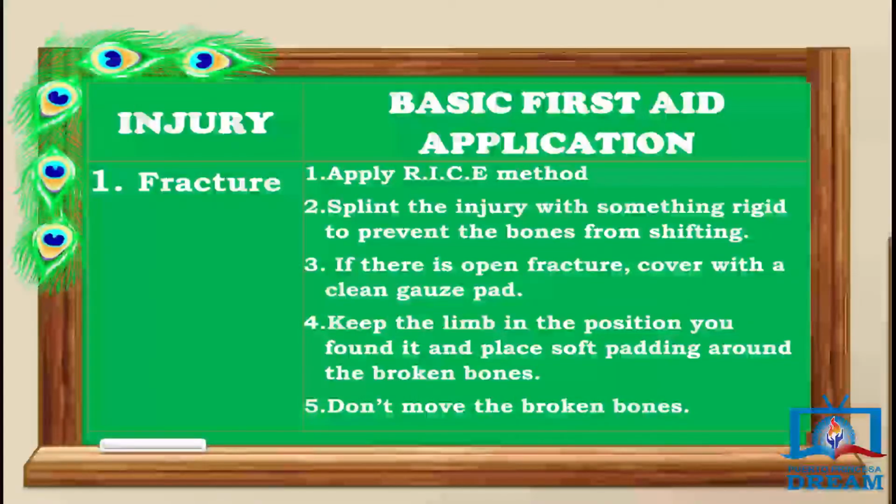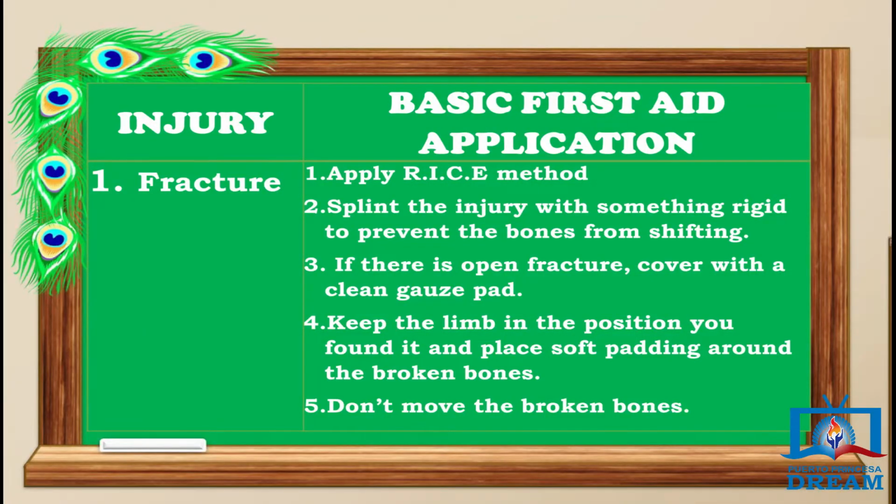Injury number 1. Fracture. Basic first aid application. 1. Apply RICE method. 2. Splint the injury with something rigid to prevent the bones from shifting. 3. If there is open fracture, cover with a clean loose pad. 4. Keep the limb in the position you found it and place soft padding around the broken bones. 5. Don't move the broken bones.